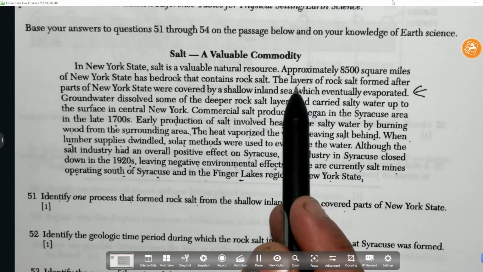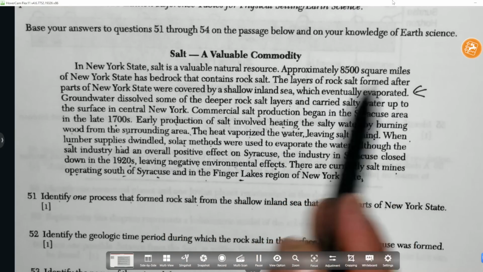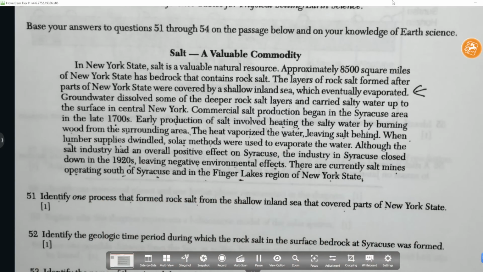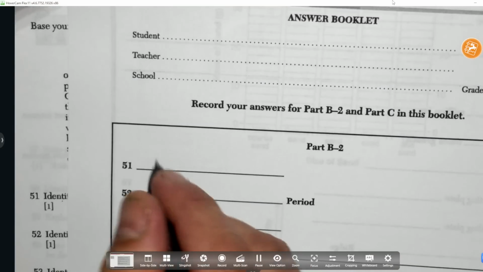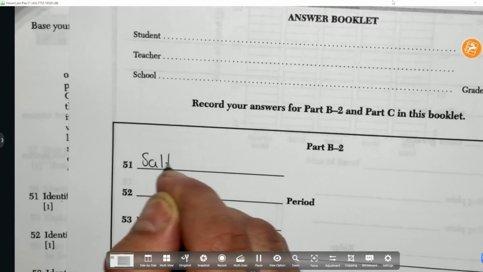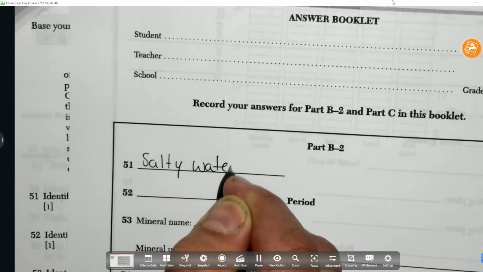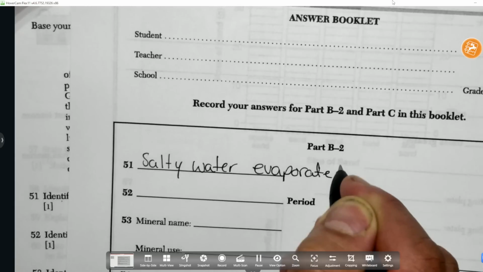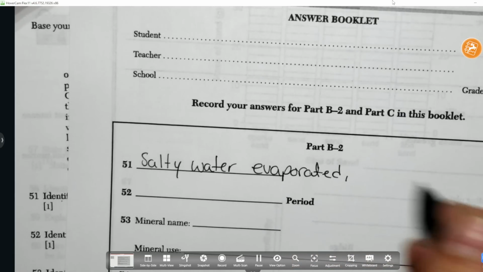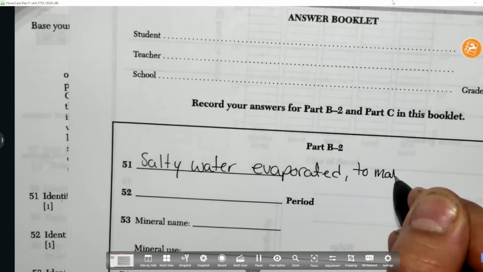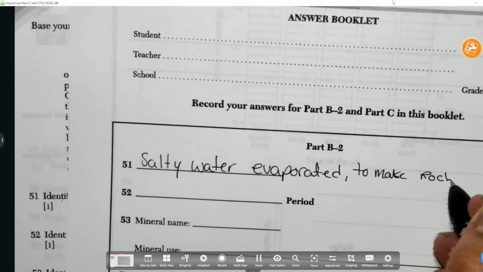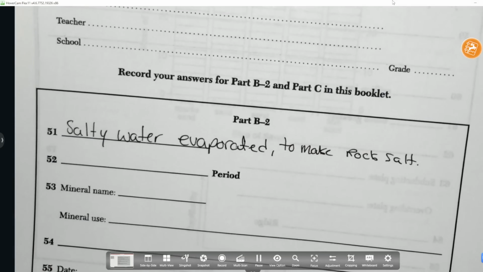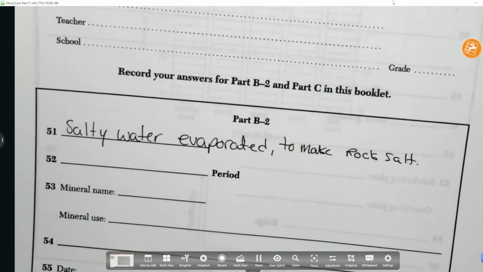It says the layers of rock salt formed after parts of New York State were covered in a shallow sea, which eventually evaporated. The answer to 51 is salty water evaporated. And then you could even go on and say to make rock salt. I don't think you need that. In fact, I think even if you just wrote the word it evaporated, I think you'd be fine.